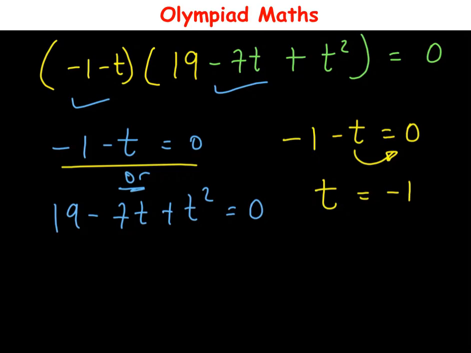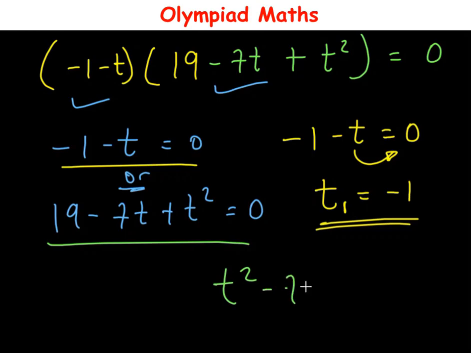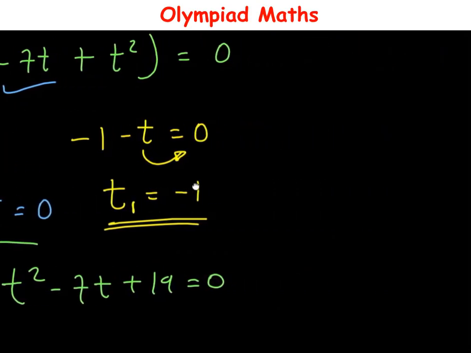So with this, we've gotten the first value of t as minus 1. Okay, the next one is to solve for the value of t from this other equation. Here we have a quadratic equation, but then let us rearrange it. This becomes t squared minus 7t plus 19 is equal to 0. From here, to solve for the value of t, we're going to make use of the quadratic formula.